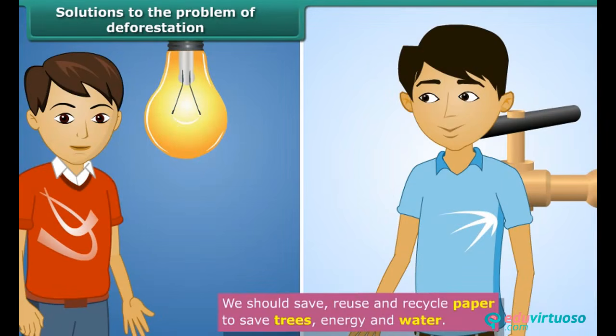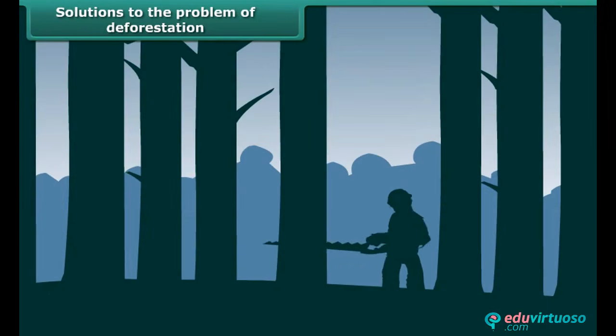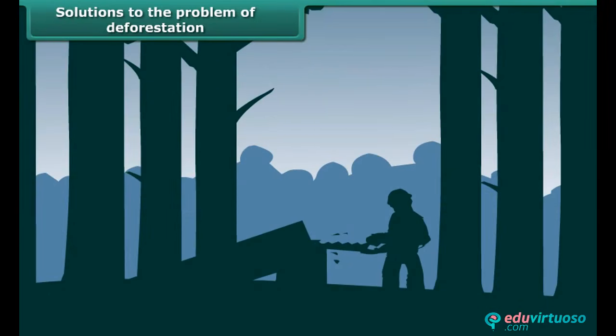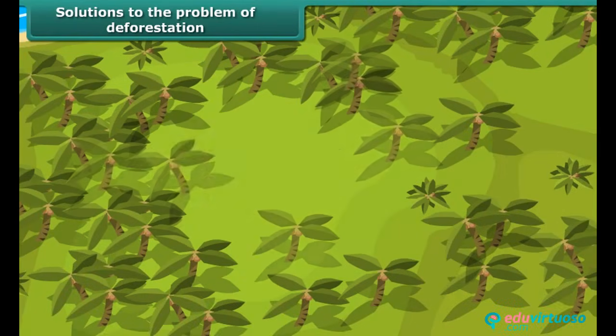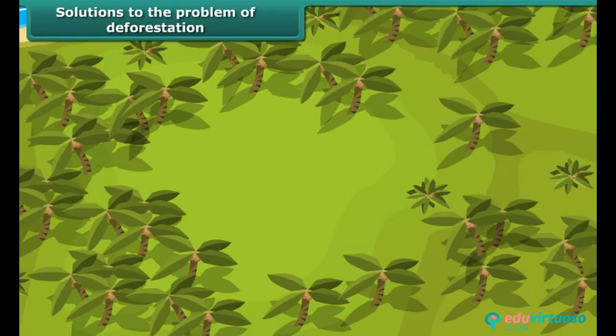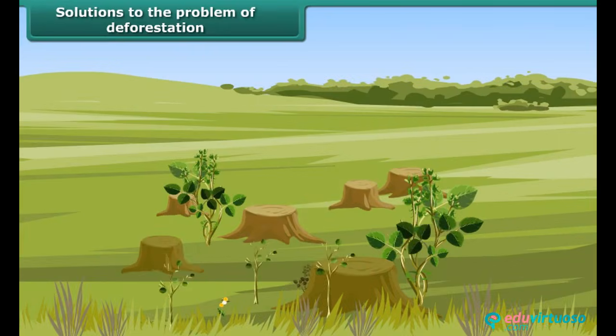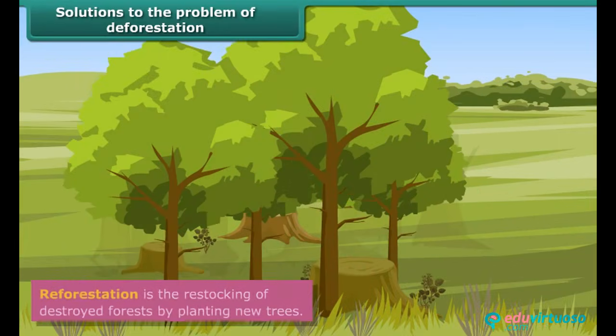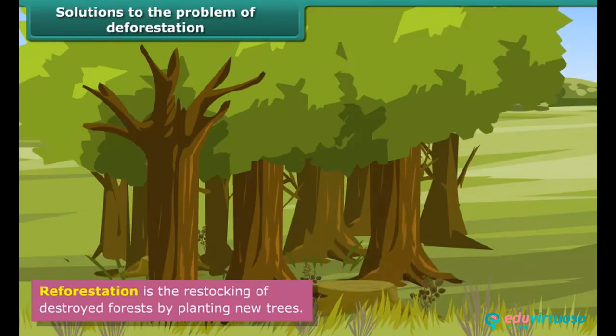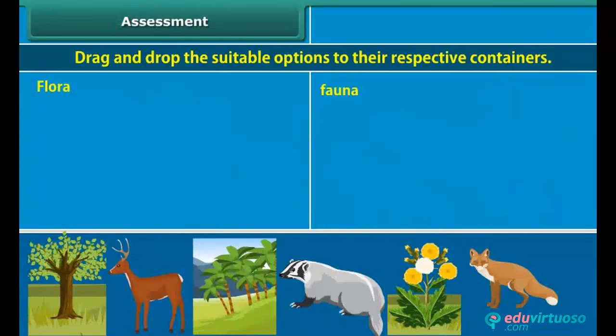Well said, Adam. But recycling the paper is a measure just for controlling the deforestation temporarily. Can you suggest any permanent solution to the problem of deforestation? Yes, it is reforestation. Reforestation is restocking of the destroyed forests by planting new trees. Students, here is an interactivity for you. Drag and drop the suitable options to their respective containers.